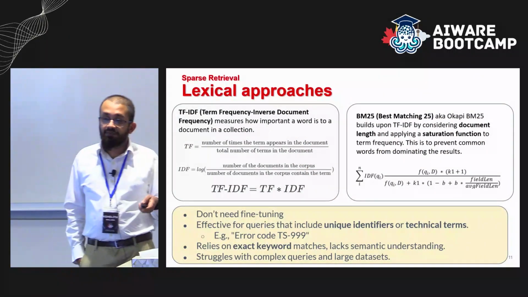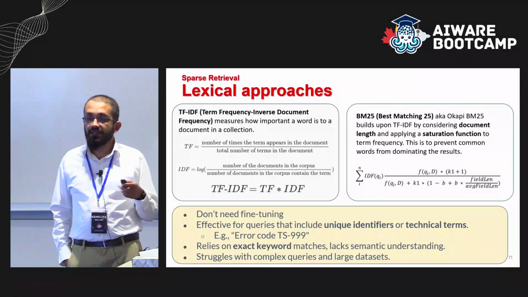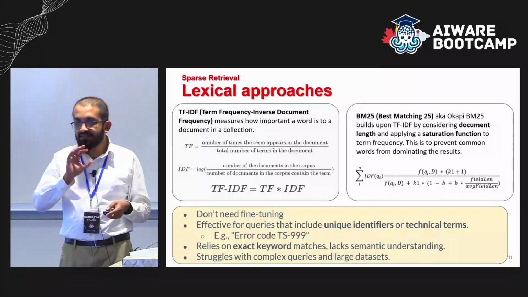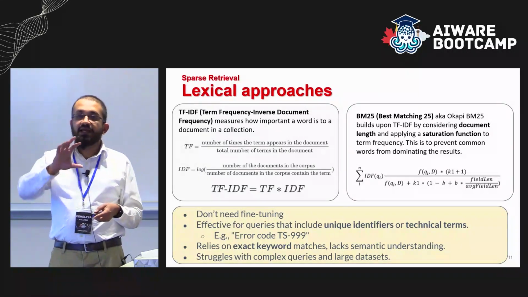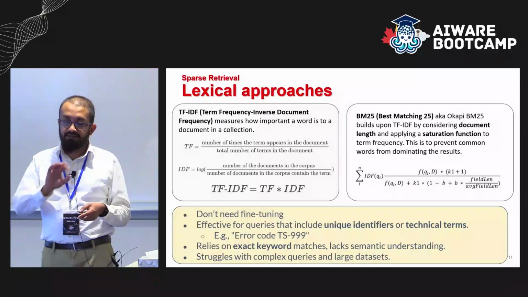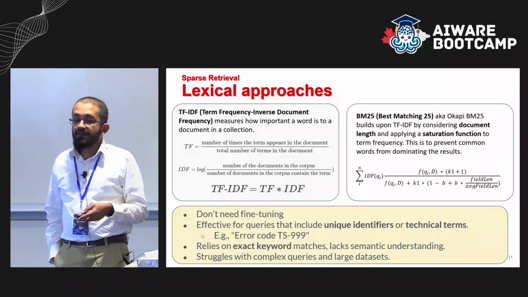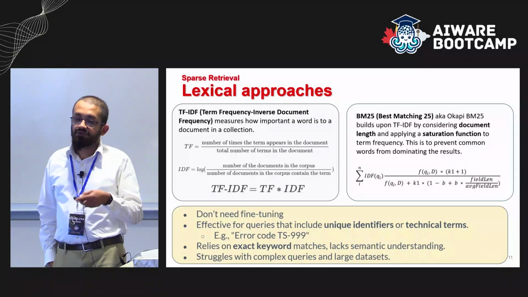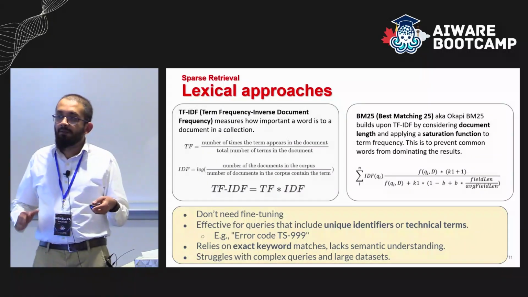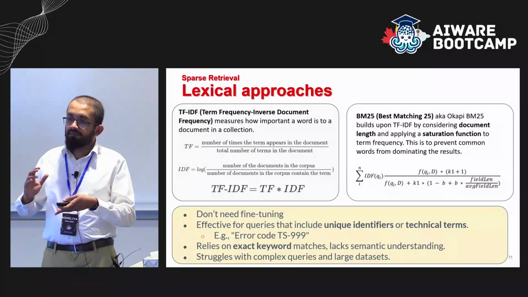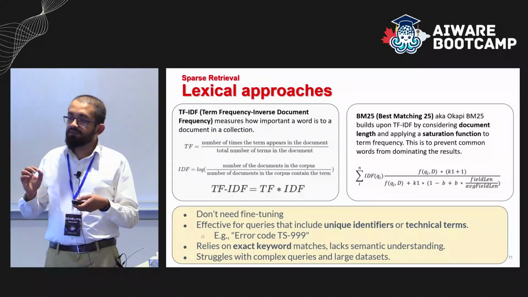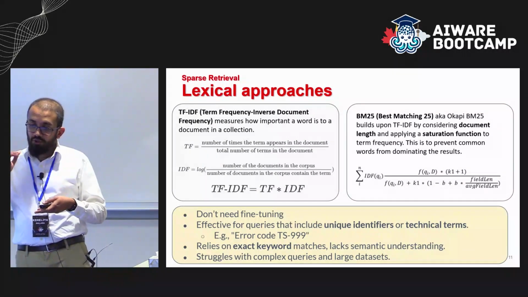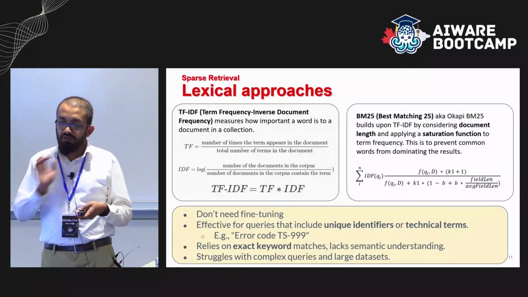As I said, for the lexical approach, the most common ones are TF-IDF and BM25. In TF-IDF, the basic idea is how important a word is to a document in a collection. This is the formula for computing the TF-IDF. And BM25 improves on that a little bit. The weakness of TF-IDF was that if the document was longer, it was more likely to be considered similar. So BM25 takes into account the length of the document and applies a saturation function to accommodate that.